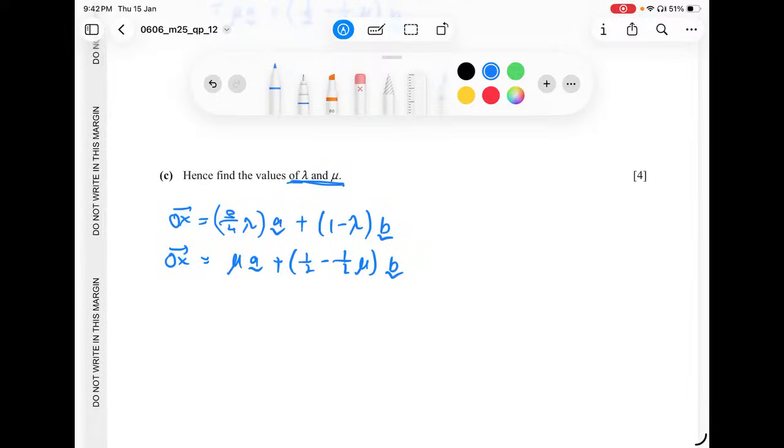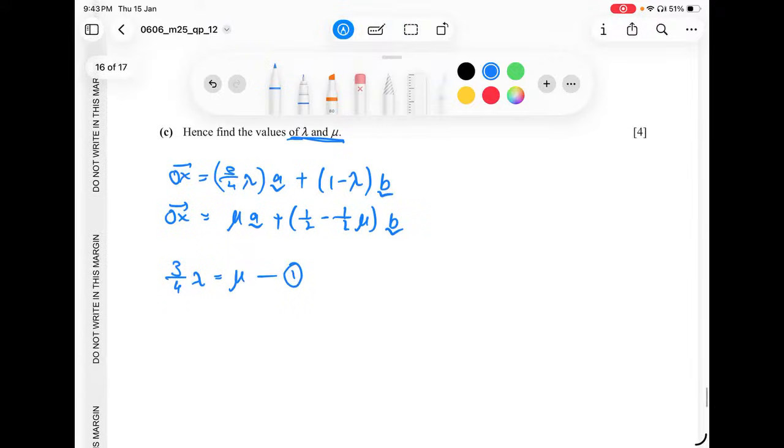So now since both are the same, you can just compare the coefficients. You can just say that 3 by 4 lambda is going to be equal to mu. That's your first equation which you formed. And when you compare the coefficients of B, it's going to be half minus a half mu. So we found two equations.